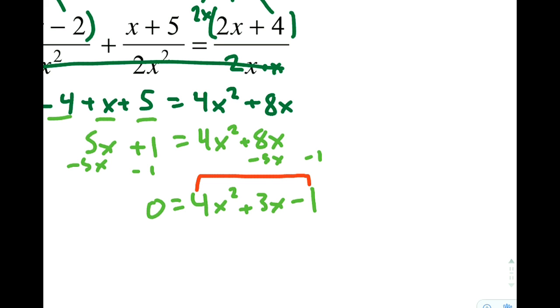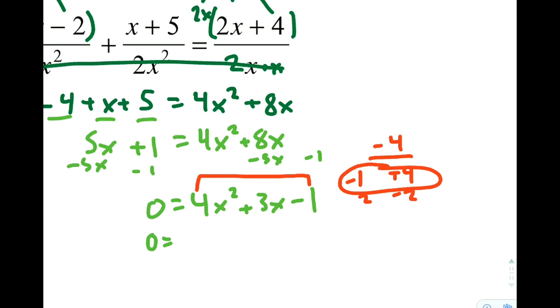So we have 4 times negative 1 is negative 4. And we want two numbers that multiply to negative 4 and add to positive 3. So we have 1 and negative 4, or 2 and negative 2. These add to negative 3, so let's switch our signs so that they add to positive 3. And we're going to use that to rewrite this problem here.